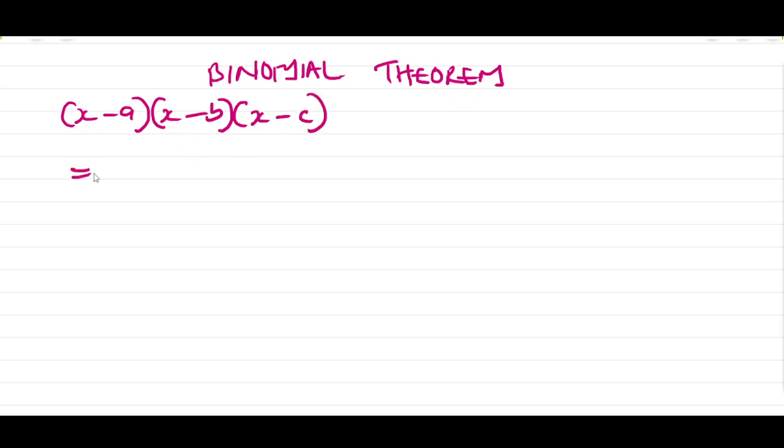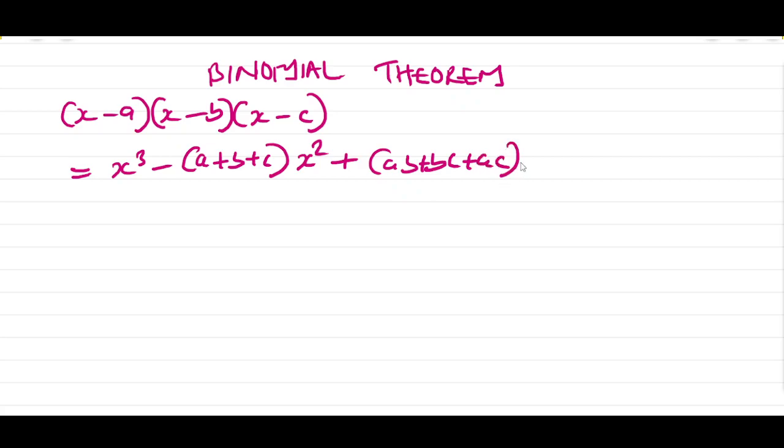We say this is equal to x to the third power minus (a plus b plus c) x squared plus (ab plus bc plus ac) x minus abc. So this was the topic we discussed. We showed how to do this. Next, we also showed how to do the case for when we have four factors. In this video, we're going to consider the case where we have n factors.